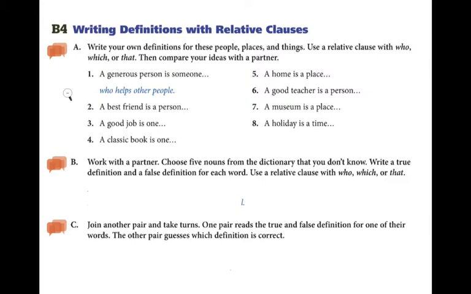Number 2, a best friend is a person, in this case, use who or that. Number 3, a good job is one, don't use who here, use that or which. A classic book is one, that, or which.